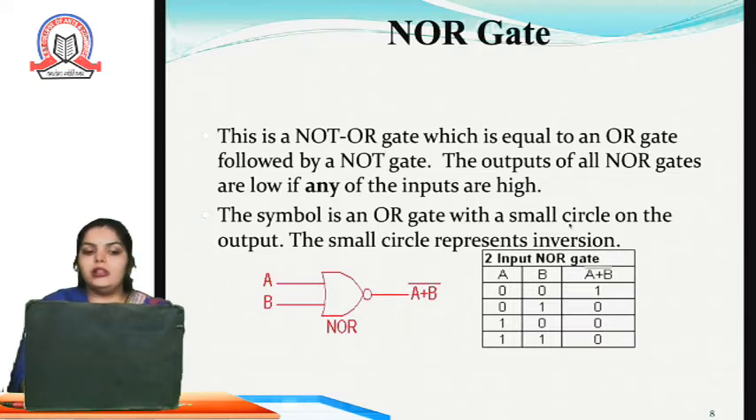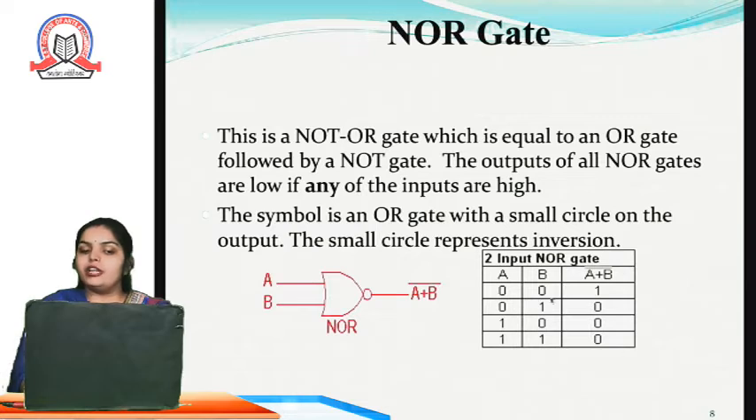So the symbol is here, as you can see, the symbol of the OR gate with a small bubble. This bubble shows the inversion, meaning a NOT gate is there. This bubble will perform the NOT operation in your NOR gate.